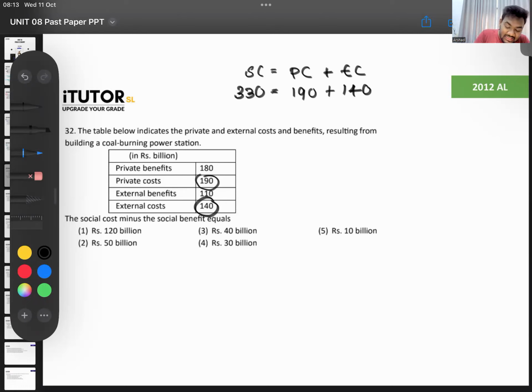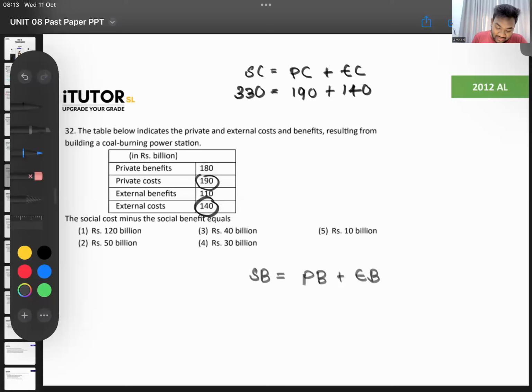Okay. Then how much is the social benefit here? Because of some sort of activity here, there is a private benefit. Now, how do you find social benefit? Remember, we did this in a previous paper. Private benefit plus external benefit.